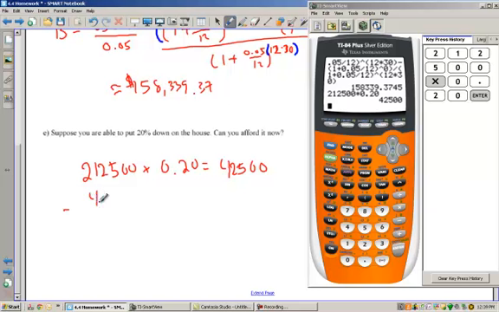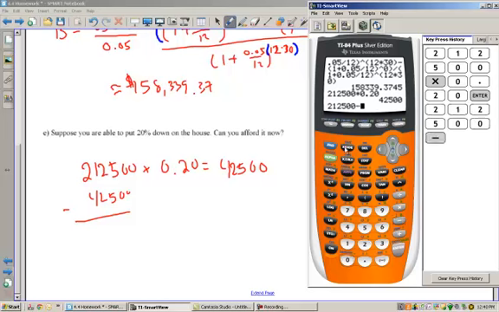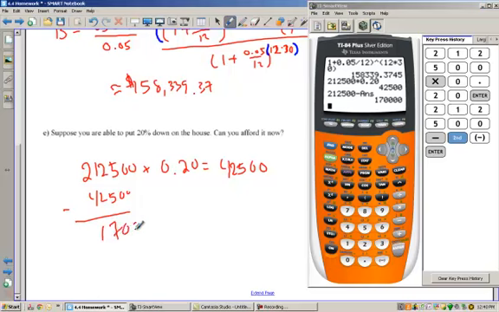And so now the house will actually cost, take the $42,500 and subtract it from the original price. So 212,500 minus, I can just use the second answer, and now the house is $170,000. Well, can I afford it? Nope. I can afford what I found in the last problem, $158,339.37. Anything higher, I'll have a higher payment.